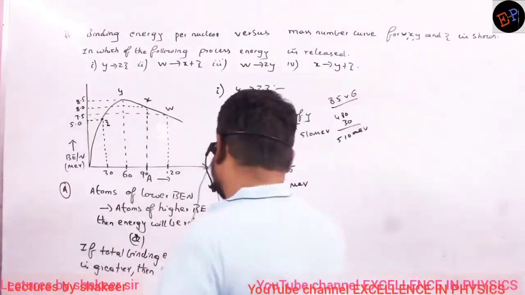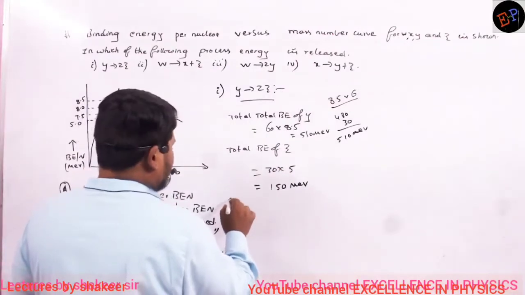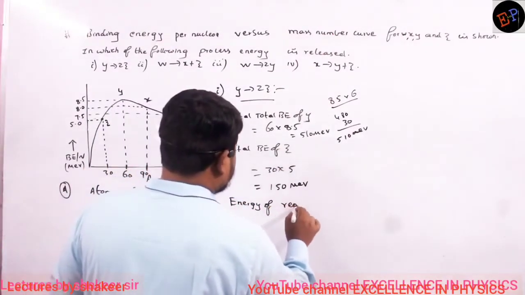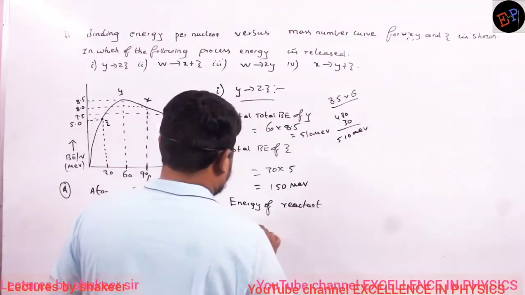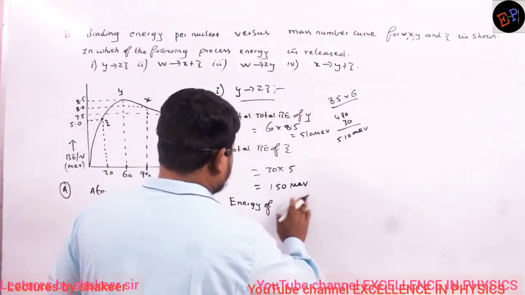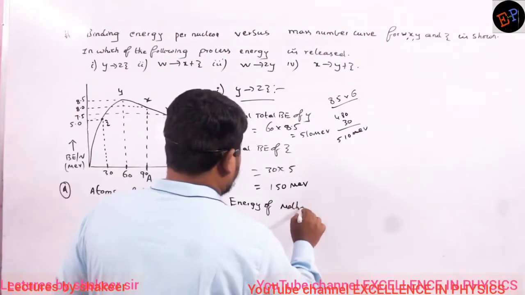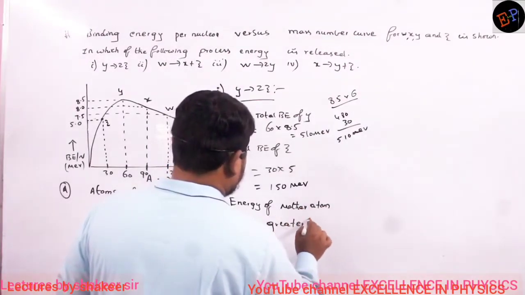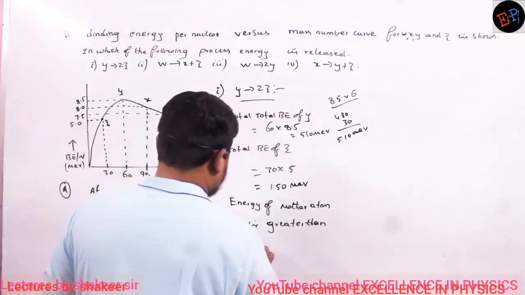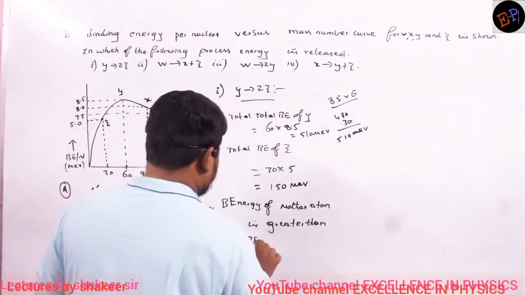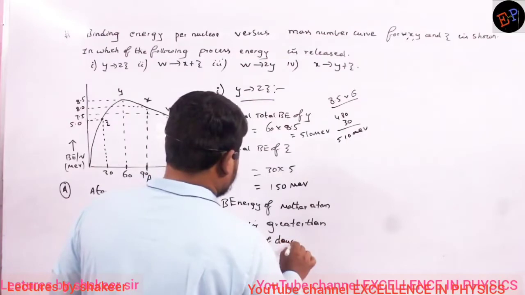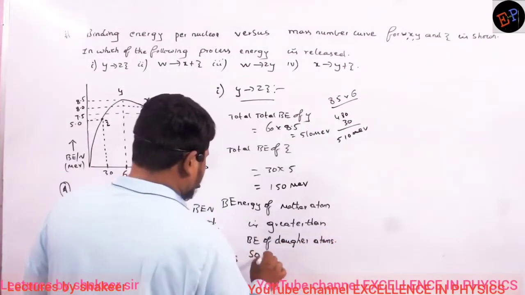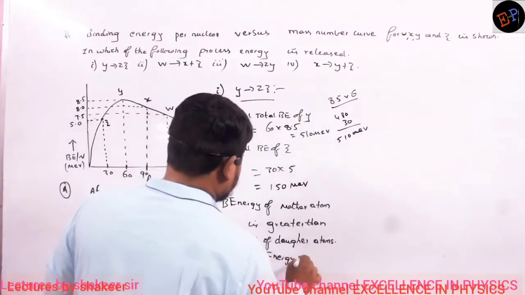Okay. So therefore in this condition I can say that the binding energy of reactants, you cannot say reactant, just call it the mother atom, is greater than the binding energy of daughter atoms. Okay? So energy is not released.